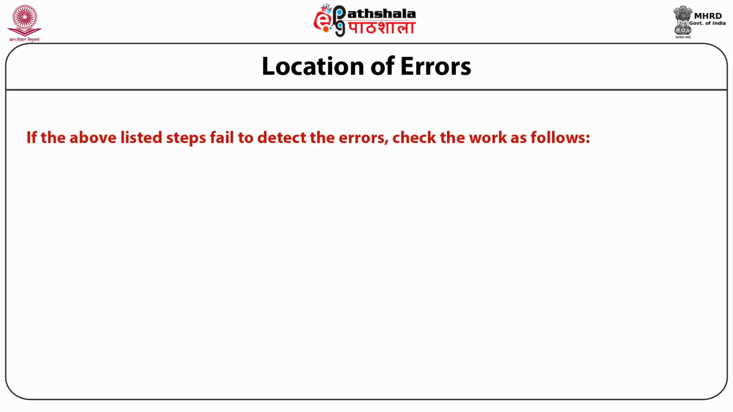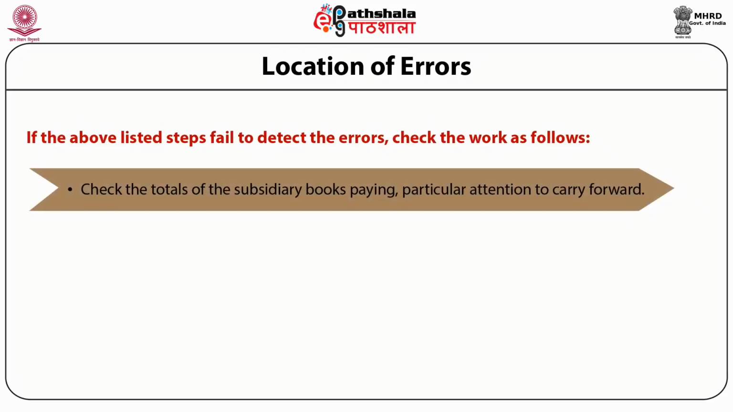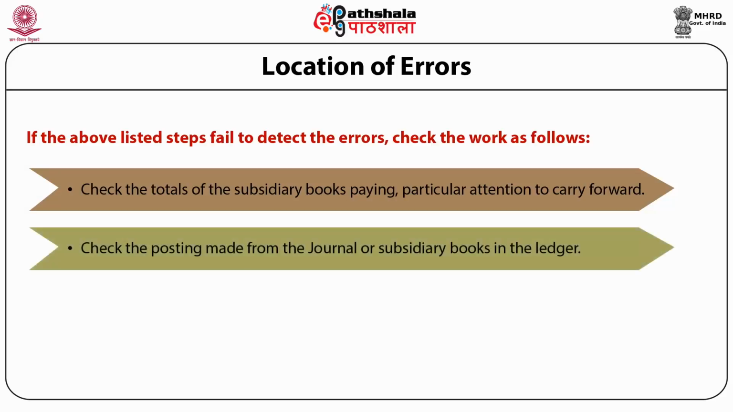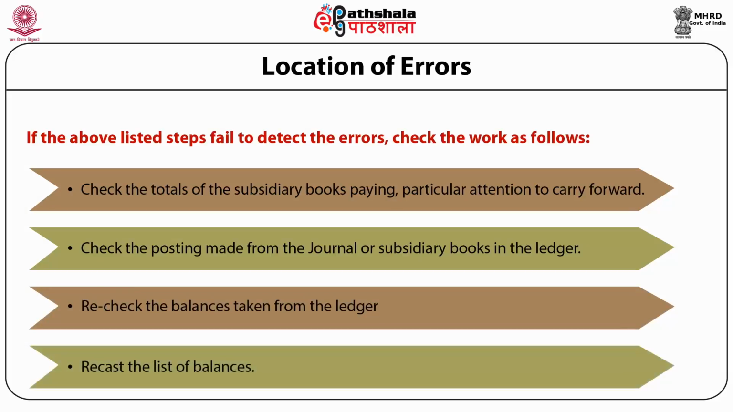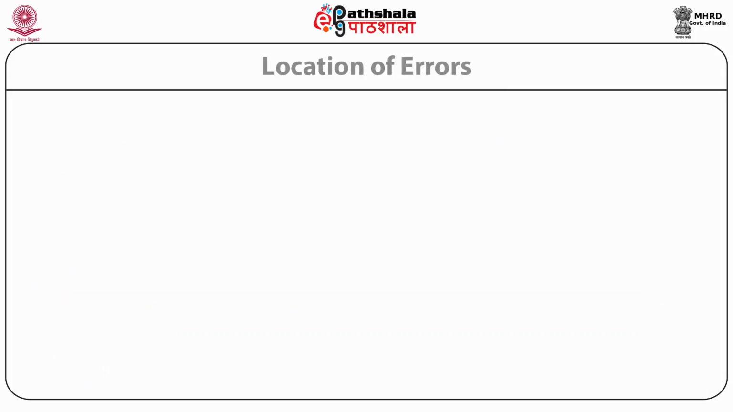If the above listed steps fail to detect the error, check the work as follows. Check the totals of subsidiary books, paying particular attention to carry forwards. Check the posting made from journal or subsidiary books to the ledger. Recheck the balances taken from the ledger. Recast the list of balances. Location of errors can be clarified with the help of the following example.